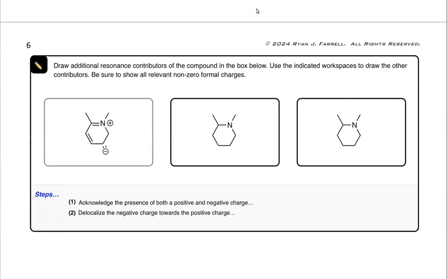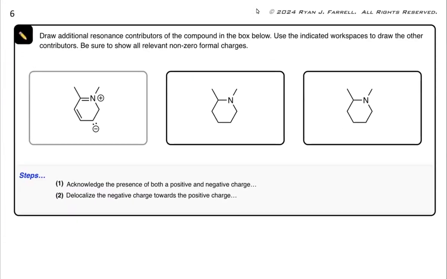All right, moving on to the next page, looking at this example, notice we have a negative and a positive. When you have both a positive and a negative, what we're going to do is move the negative towards the positive. Repeat that. When you have a positive and a negative, we'll move the negative towards the positive. And because we're moving a negative, two arrows would be required to draw the next contributor.